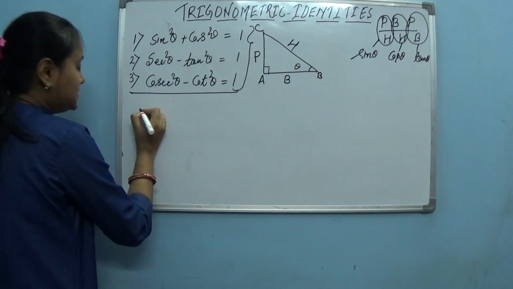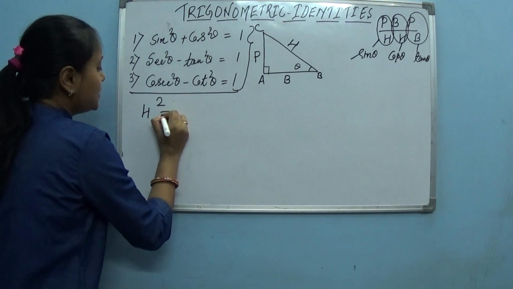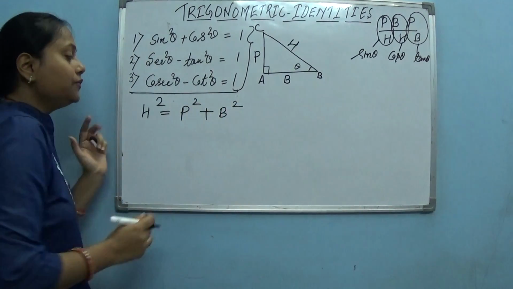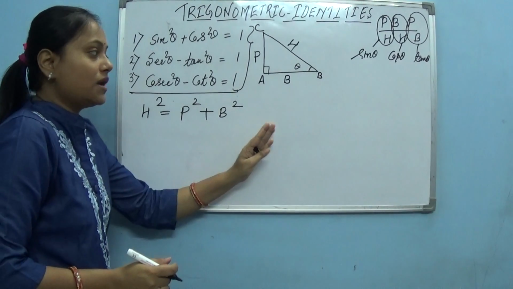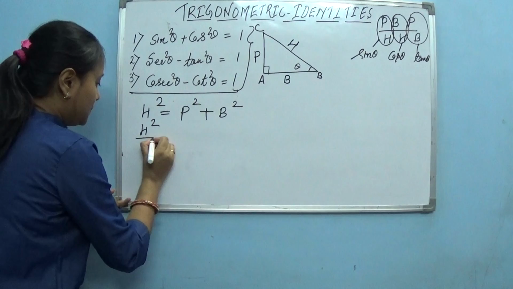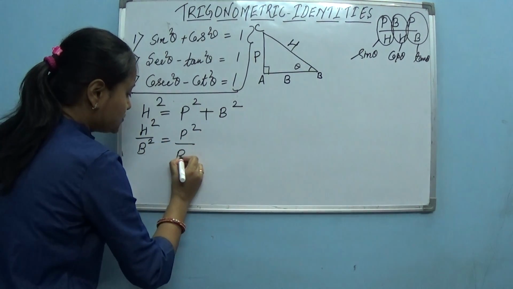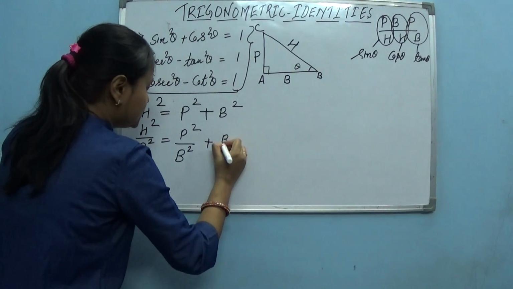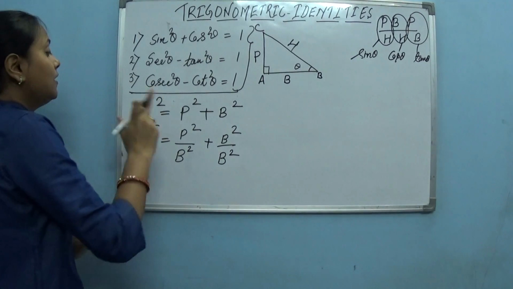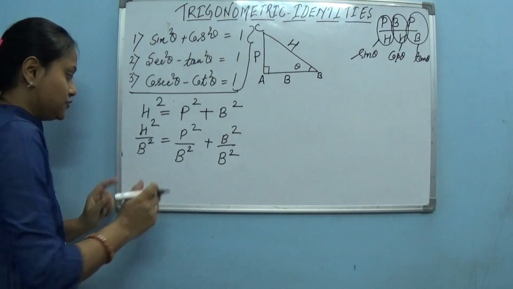Now let's see. Again, by Pythagoras theorem, we know that h square is equal to p square plus b square. Now divide the whole equation by b square, which means the square of base. So h square upon b square is equal to p square upon b square plus b square upon b square. Clear? What am I doing? I am dividing this equation by base square.